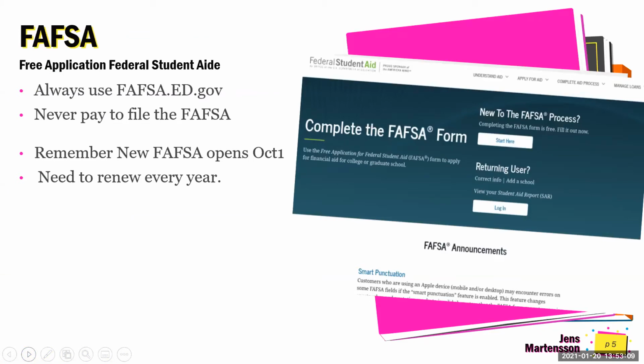Once you complete your FSA ID, you should be able to go into the FAFSA by going to fafsa.ed.gov. With this website, you should be able to start here. If you've never applied for this application, you start here, at the new to FAFSA process button.